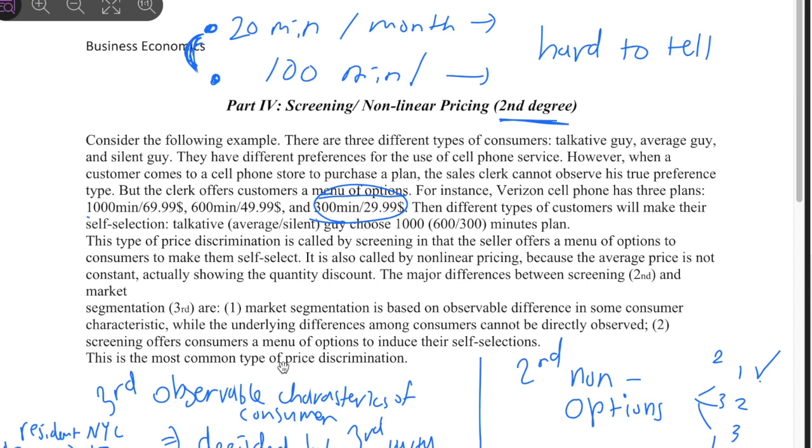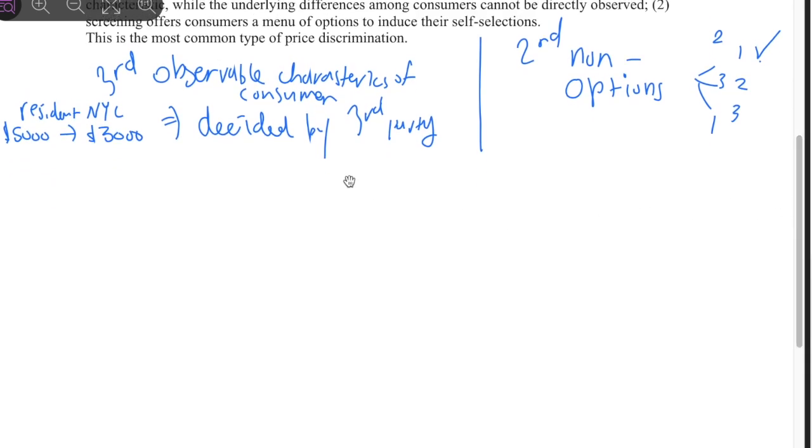Screening offers consumer a menu of options to induce their self-selection. This is the most common type of price discrimination. So the most common price discrimination, the self-selection, we can look at more examples, right? So let's think about, now is a little slow business, but airlines, right? So when we go to travel, right?